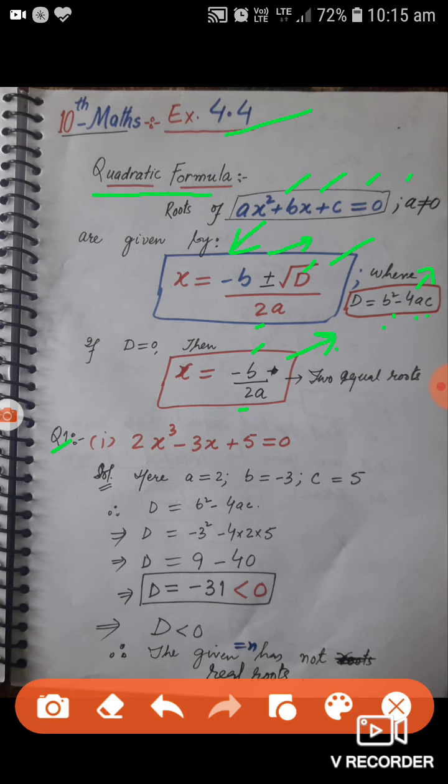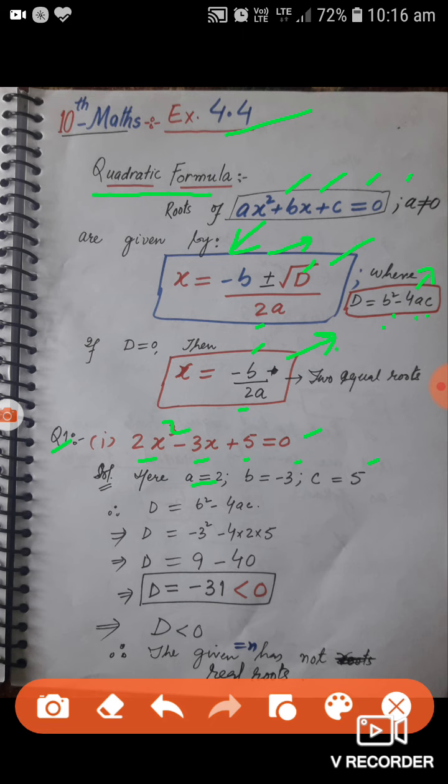Now let us look at the first part of question number 1, that is 2x square minus 3x plus 5 equal to 0. It is a given quadratic equation. Over here you will see that the coefficient of x square, that is the leading coefficient, is a equal to 2, b is equal to minus 3 and c equal to 5.